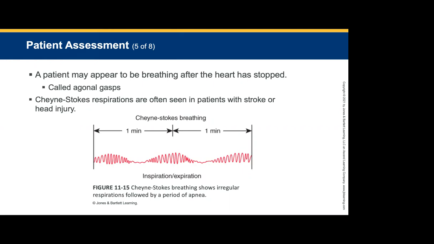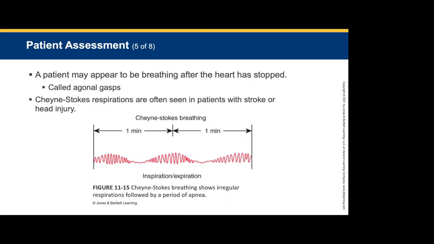All right. A patient may appear to be breathing after the heart has stopped. That is agonal respirations. Agonal respirations are not adequate enough for life. They will not work. You're going to have to do something. You're going to have to do artificial ventilations. You're going to have to start bagging or breathing for the patient. You go do CPR. Cheyne-Stokes respirations are often seen in patterns with stroke or head injuries.